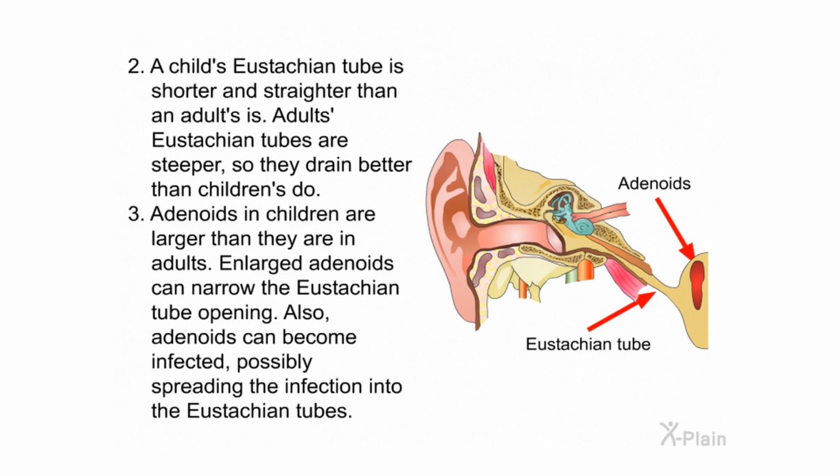2. A child's eustachian tube is shorter and straighter than an adult's is. Adults' eustachian tubes are steeper, so they drain better than children's do. 3. Adenoids in children are larger than they are in adults. Enlarged adenoids can narrow the eustachian tube opening. Also, adenoids can become infected, possibly spreading the infection into the eustachian tubes.